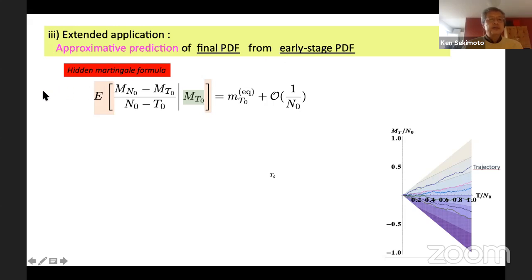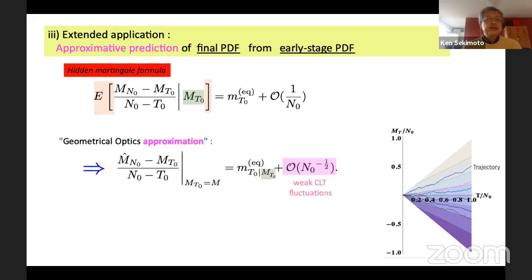So as I have shown many times, the hidden Martingale formula is written in this form, saying that the mean increment rate of the apparent process, the total magnetization, is keeping the initial increment rate, or individual increment rate, at the initial stage.